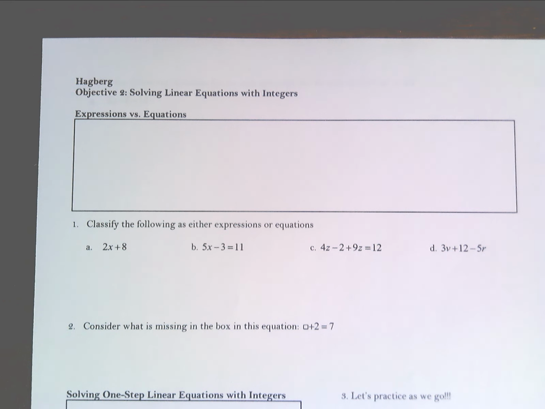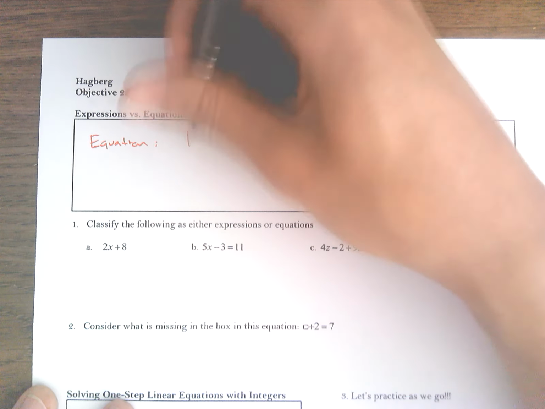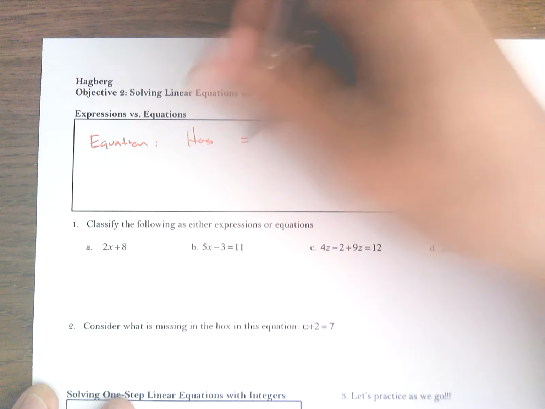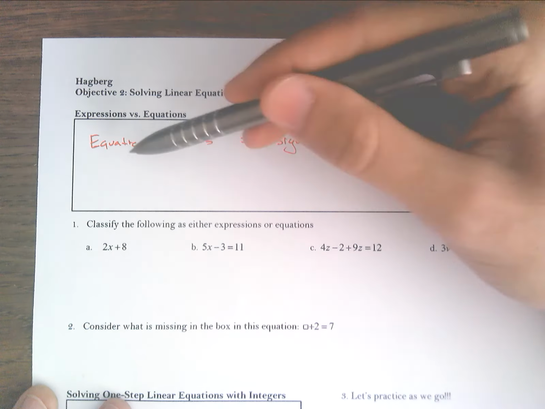All right, so here we go with objective 2, which is solving linear equations with integers. So in math, we talk a whole lot about expressions, equations. We use those words a lot. So I want to start off by just defining exactly what an equation is and what an expression is. An equation, we know something is an equation because it has an equal sign, right? We see that in the word equation, you kind of see the word equal.